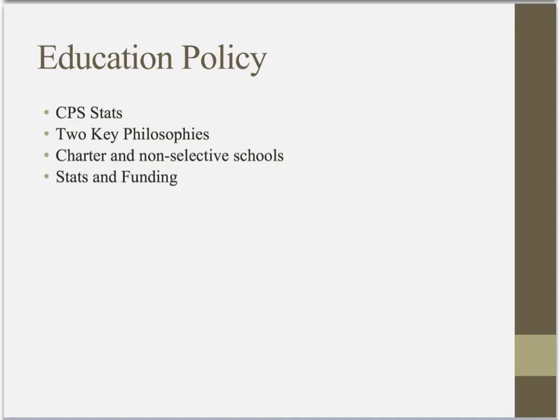So, quick outline of where we're going. We're going to talk through some very basic statistics about Chicago public schools, just so we understand the scope of what we're talking about. Talk through 2 key philosophies, understanding some thinking behind the current system. Charter and non-selective schools, going more in depth to clarify the difference between the two, and into some statistics, results, the different types of schools, and funding options. And then we'll end with a resolution as always.